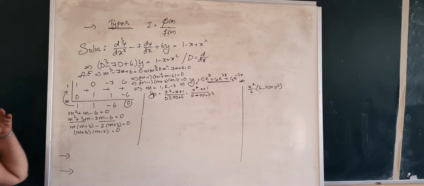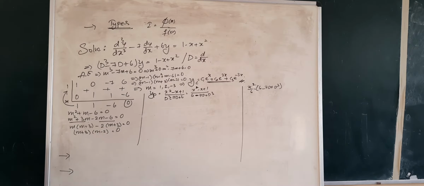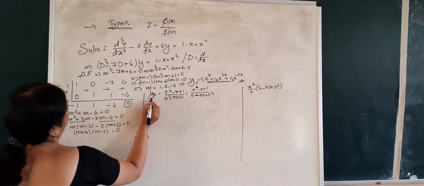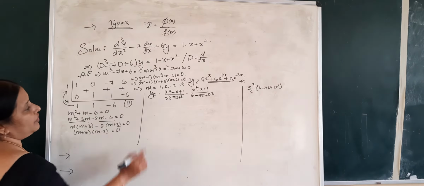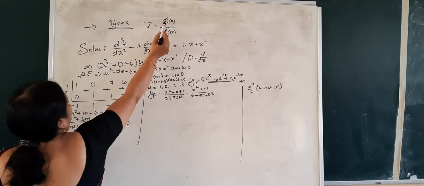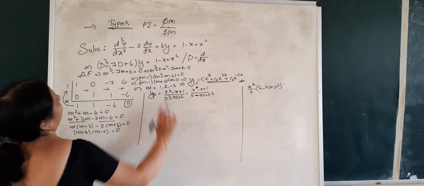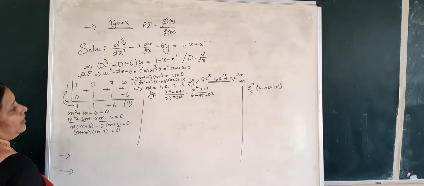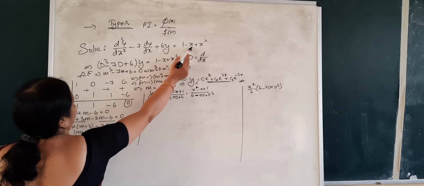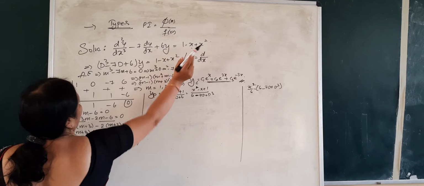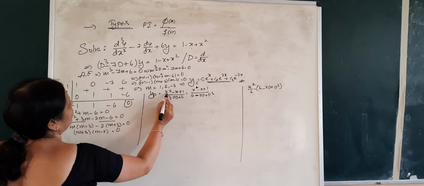Now we come to the second part, which is the major part here, that is the YP, the particular integral, which is given by phi of x divided by f of d. What is the phi of x in the given question? The phi of x here is 1 minus x plus x square, which is rearranged here.